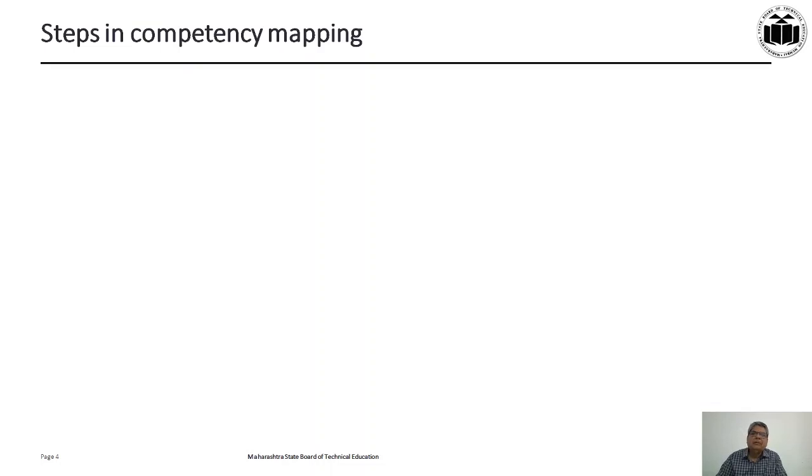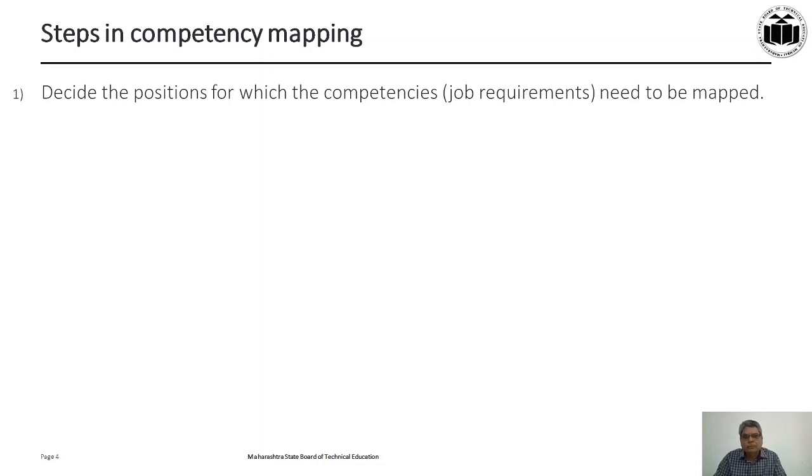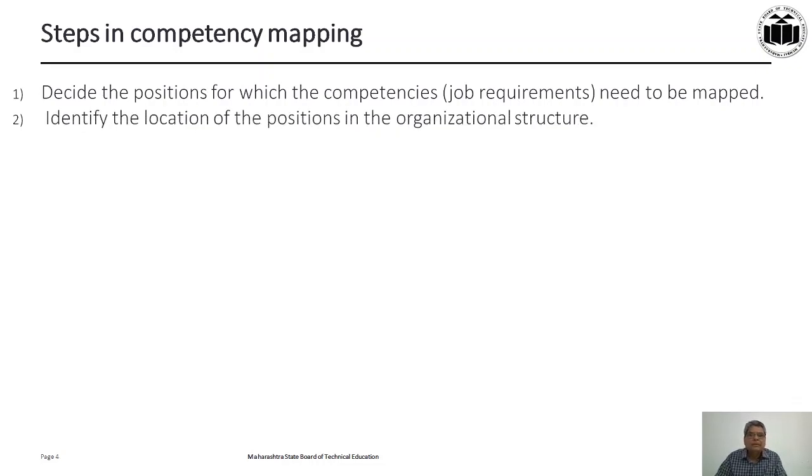Now, what are the steps in competency mapping? A lot of things we have discussed in last part, so we will move a bit fast. So decide the position for which the competencies need to be mapped. So you create the job requirements, competencies required for that particular job. Identify the location of the position in the organizational structure. So you identify the position, whether it is a production manager or a departmental head, machine shop head, or a particular section head. So you identify the location.